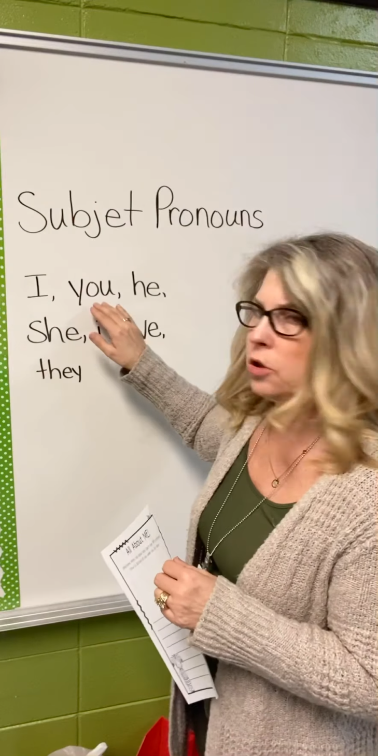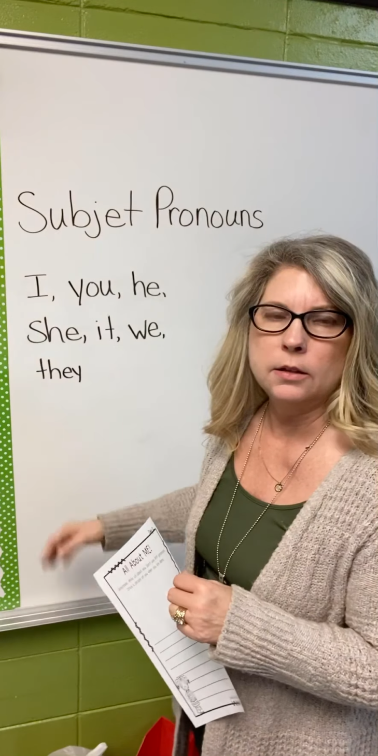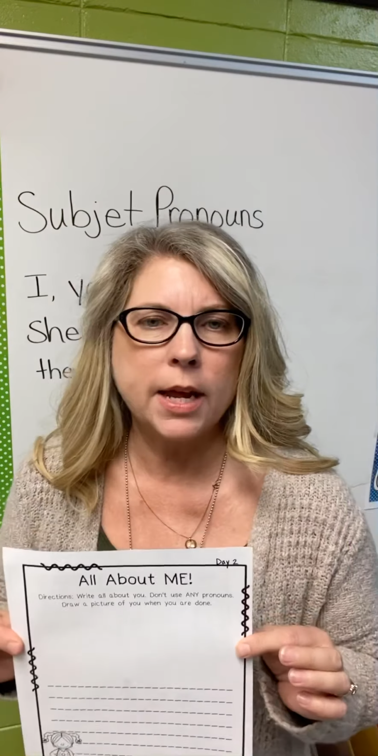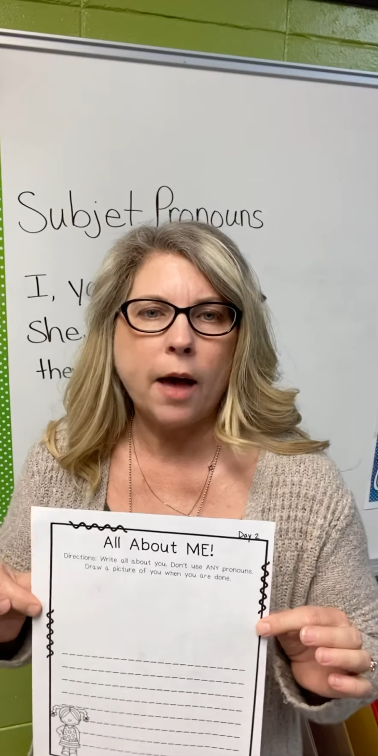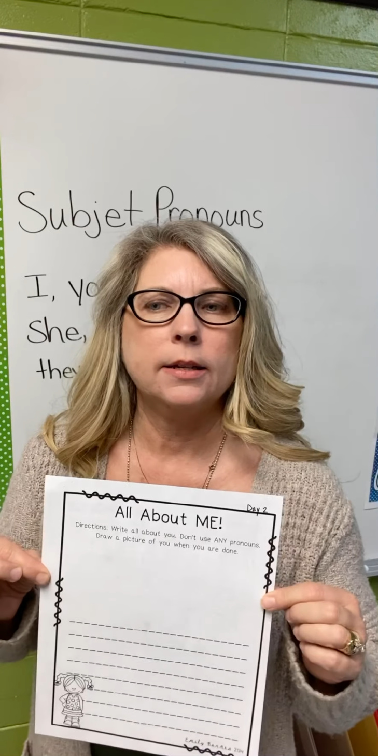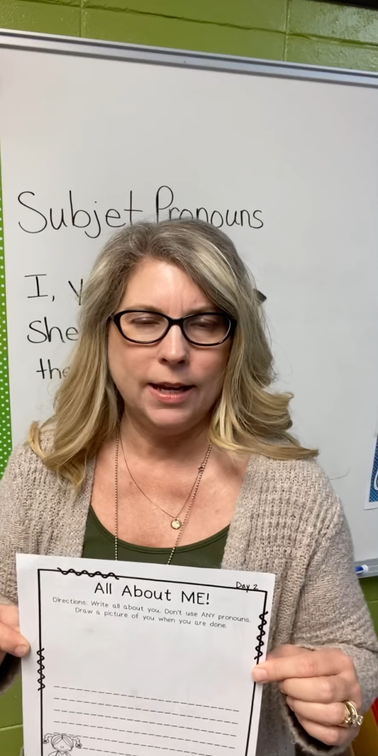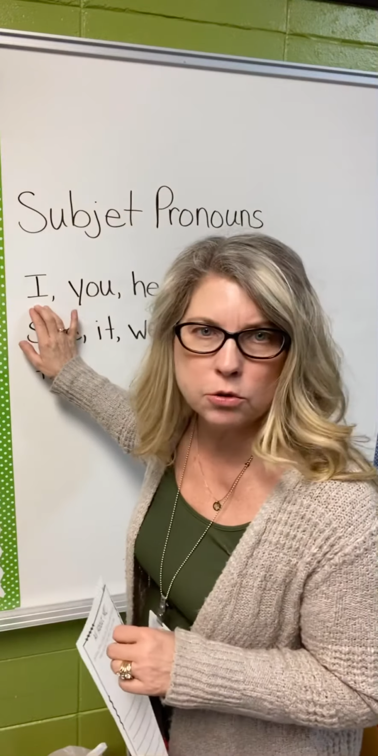You cannot use the word you or he or she or it or we or they. You're only using your name. Or if you're talking about someone else, you have to use their name. Okay, so use your name, and if you're talking about someone else, their name in your story today. That's going to be hard because you're going to want to put in the word I, but don't do it.